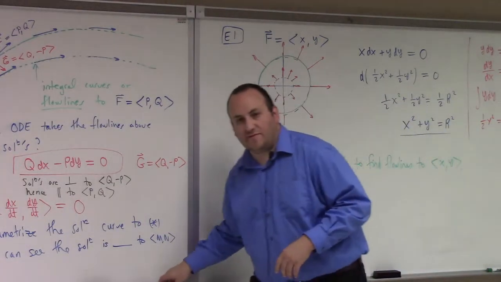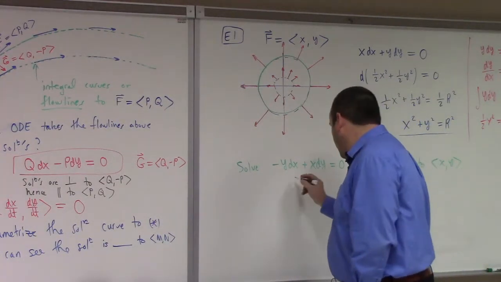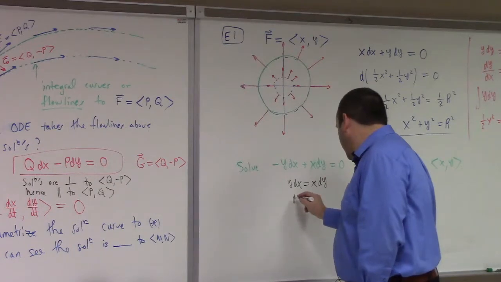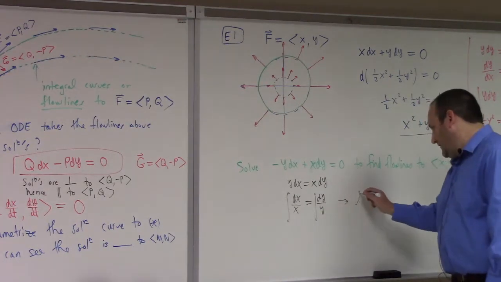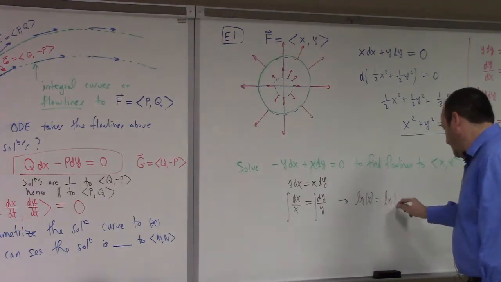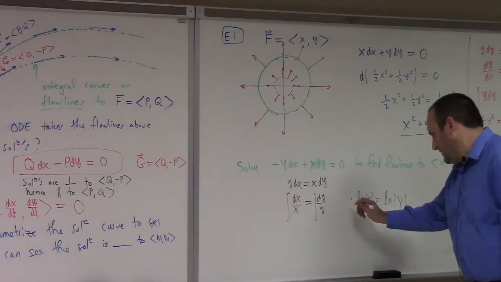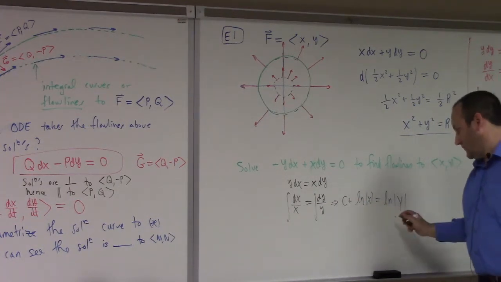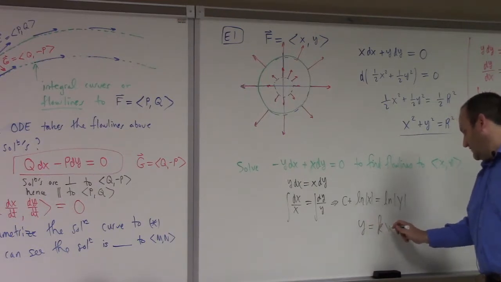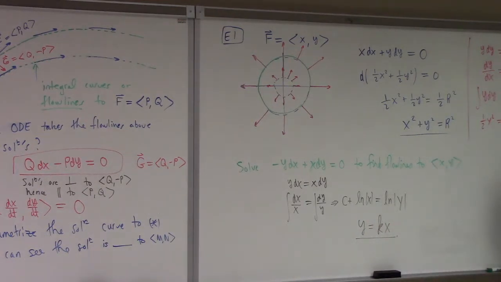Of course, we can do that with separation of variables. This gives me y dx equals x dy. Separate: we get dx over x equals dy over y. Integrate: natural log of the absolute value of x equals natural log of the absolute value of y. Add a constant to the left-hand side for my convenience. Solving for y, we get y equals k times x through the usual algebra. Those are, of course, lines through the origin, which, as I was arguing with you a few minutes ago, are the flow lines to the radial vector field. It works, yay!